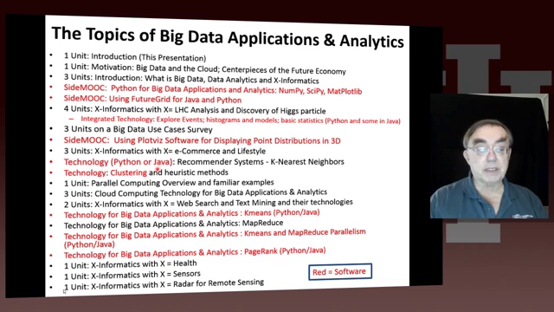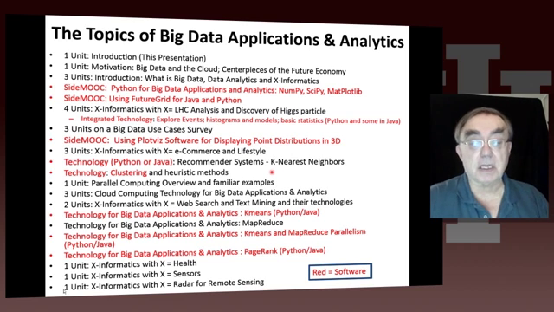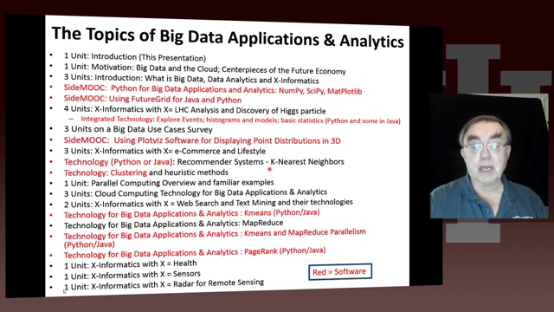And then after that, we get some technology, which is the Python or Java, the actual recommender systems, the k-nearest neighbor algorithm, which is at least one of the simpler approaches to this type of application. And we also have some discussion of clustering and some general remarks on heuristic methods.